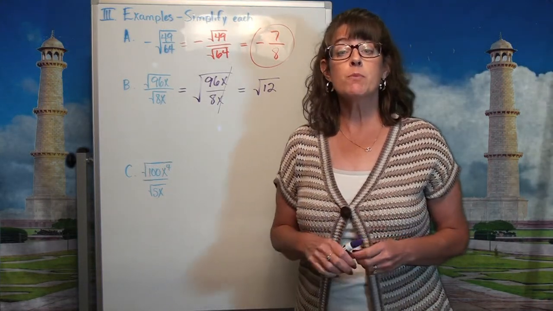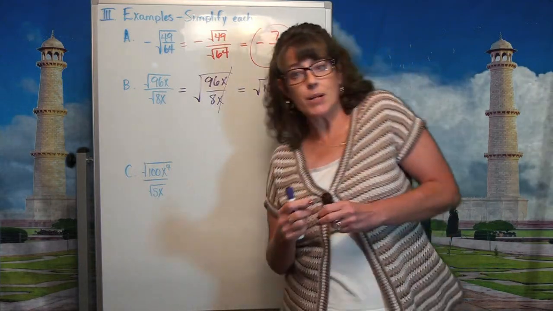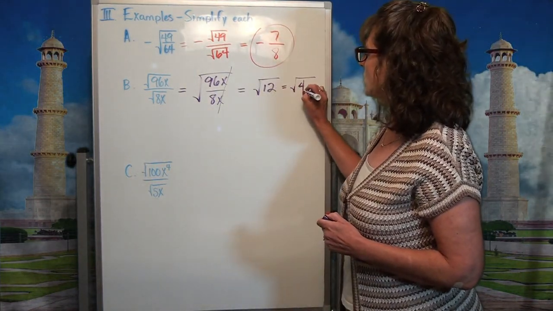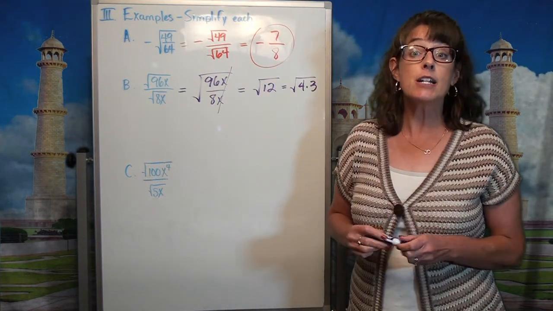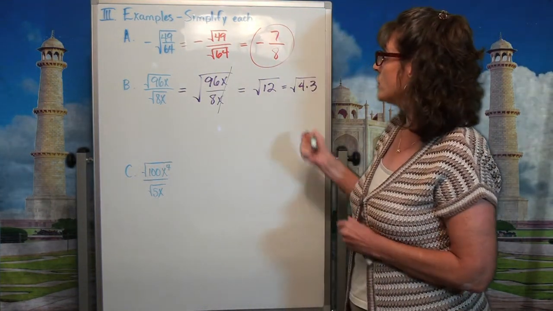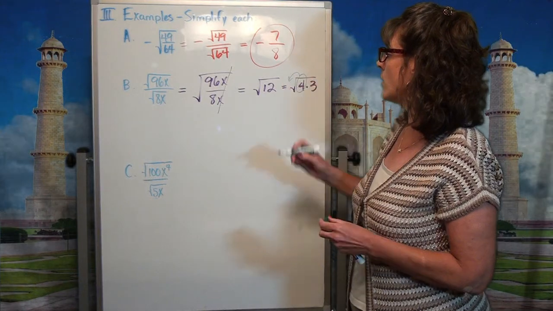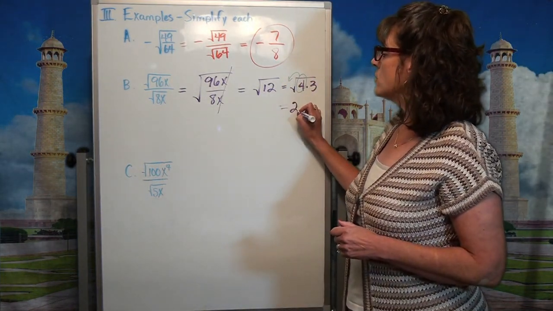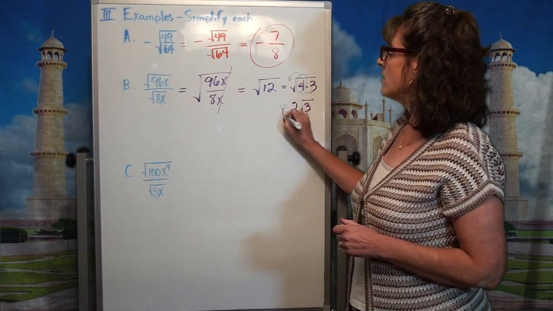Nope. So let's break down that 12. 12 is going to be 4 times 3. And I do know the square root of 4. The square root of 4 is 2. So I'm going to take its square root out. And when I take the square root of 4 out as 2, I'm left with 3 underneath.